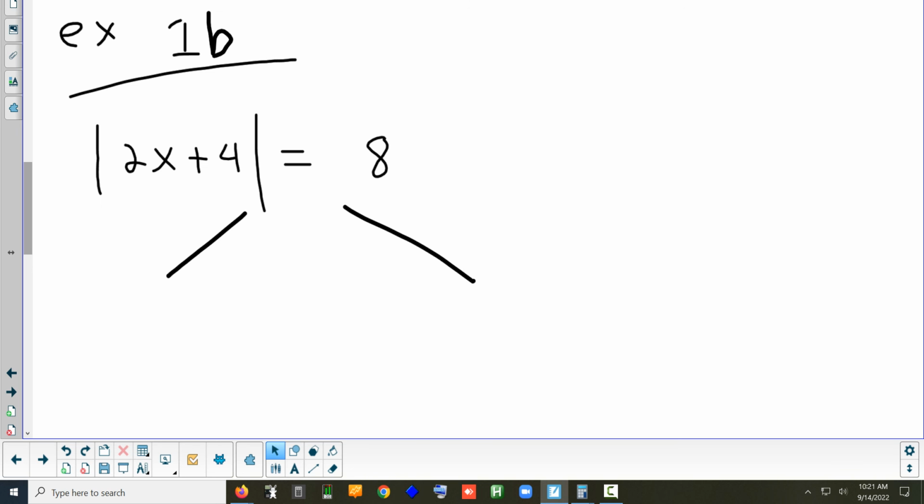You don't have to solve it, but can anybody tell me what the first equation would be that you're going to split this problem into? What's going to be the one that I put on the left? Yep. 2x plus 4 is 8. Yes, exactly. 2x plus 4 equals 8. Now, we need to solve it, but let's write the other one first. Kate?